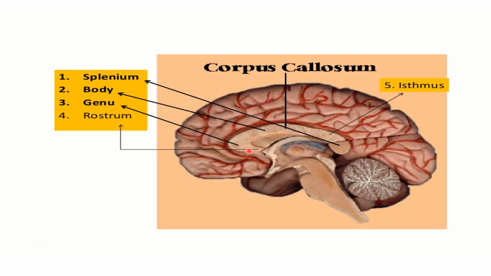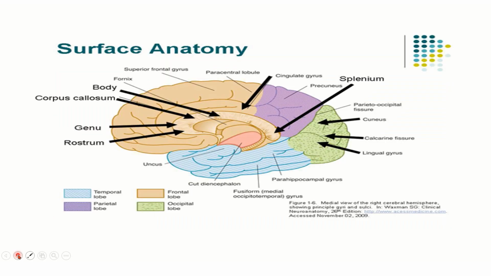So here you can see the rostrum is extending from the genu posteriorly to the lamina terminalis. You can see here the rostrum, genu, the body, and the splenium. And you can also see this is the fornix. The corpus callosum is connected to the fornix by the septum pellucidum.